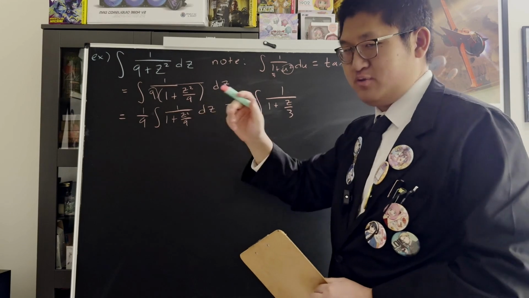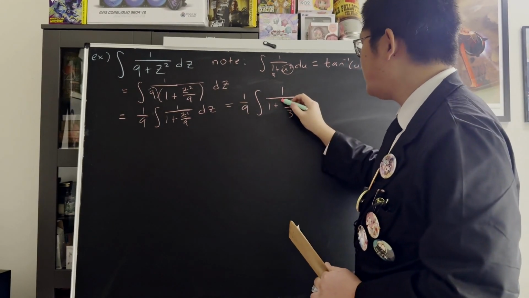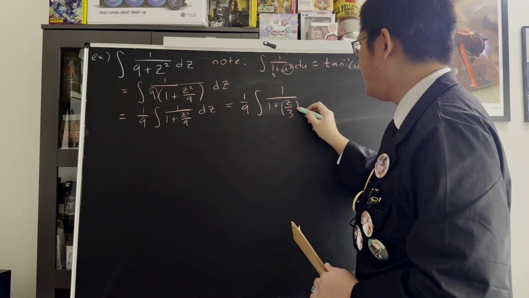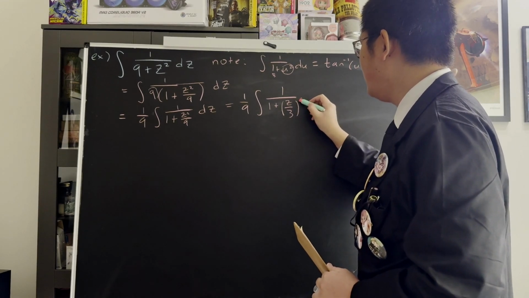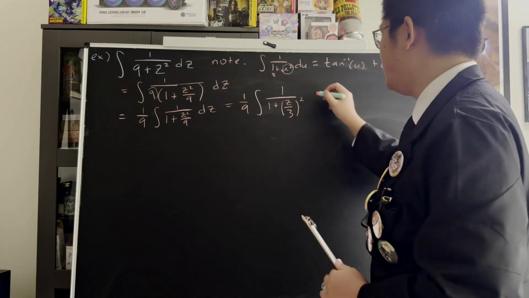So z times itself, of course, will be z, and then 3 times itself will be 9. But now, instead of calling it z squared over 9, we can take the entirety of this fraction and call it z over 3, all of that squared, dz.